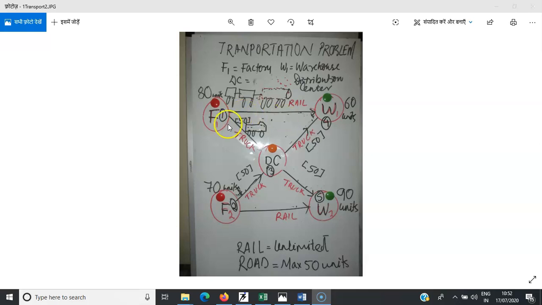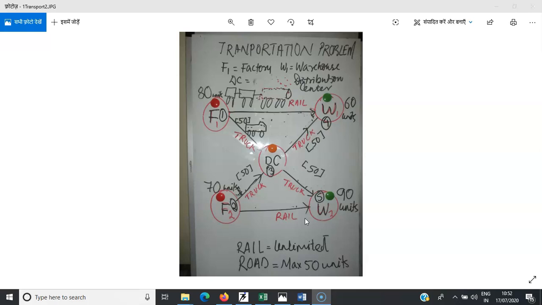From F1 to W1 you can transport through the rail directly. If you want to transport through trucks, then you have to transport from F1 to the distribution center through trucks, and similarly from F2 to the distribution center through trucks, and from DC to W1 and W2 again through trucks. F2 can also transport directly to W2 through the railway network. But this is a case with respect to the US market.